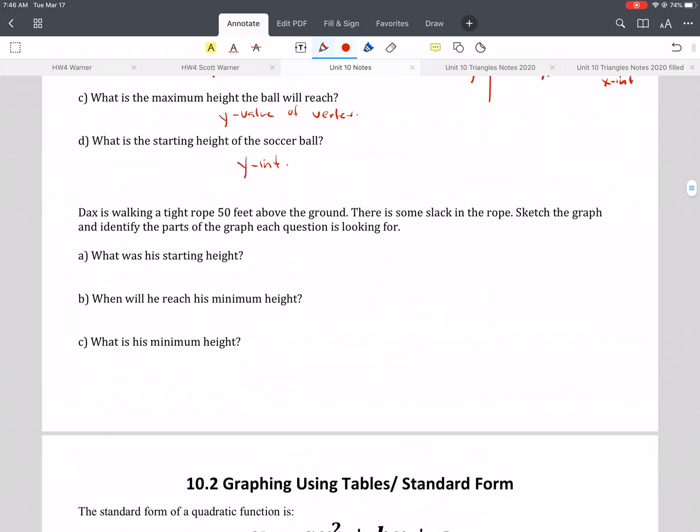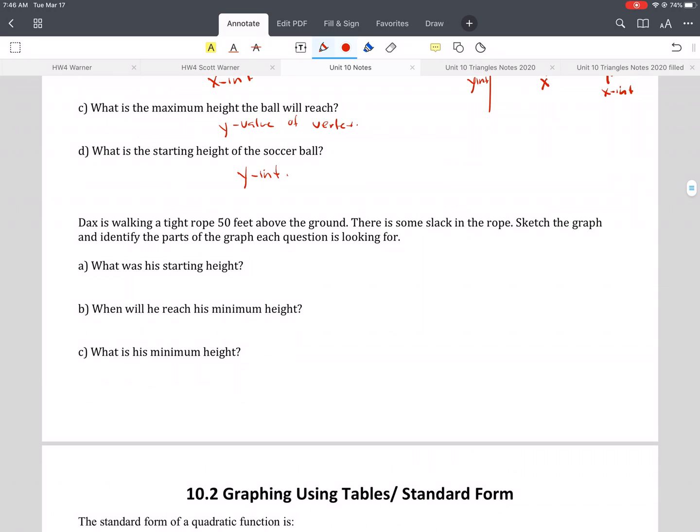Let's just do one more. Dax is walking a tightrope 30 feet above the air. So it's going to be something like this, and this is maybe the ground. This will be our y, and this will be our x. There is some slack in the rope. Sketch the graph and identify the part of the graph each question is looking for.